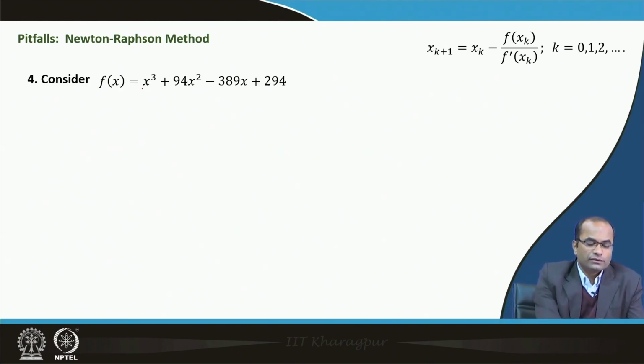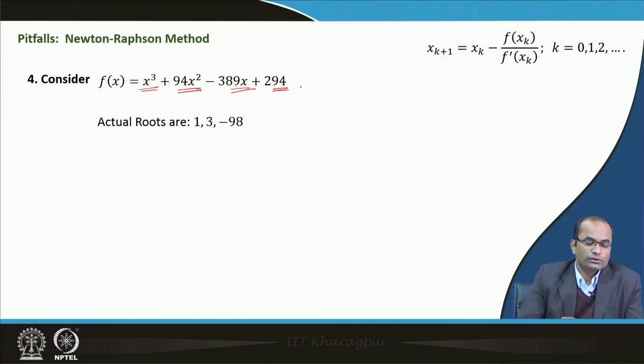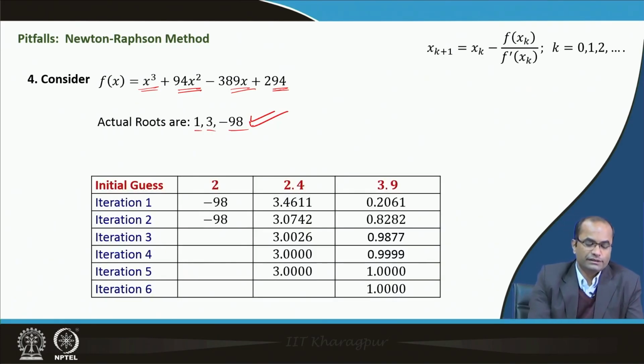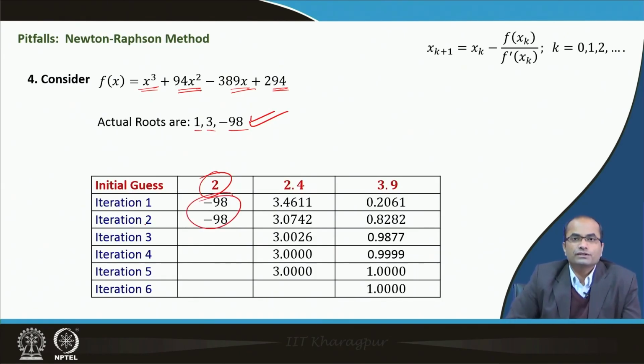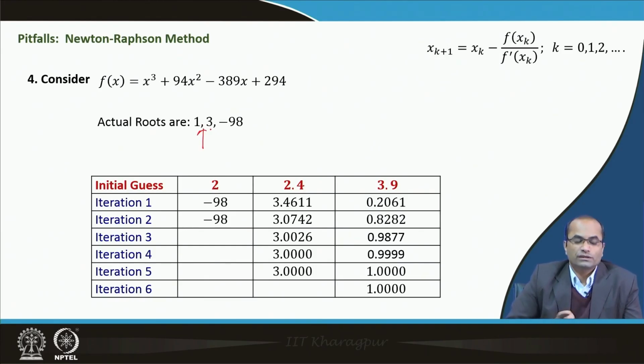Another example: we have x cube plus 94 x square minus 389 x plus 294. In this case also our roots are 1, 3 and minus 98. If you see the behavior, if we take the initial guess 2 here, immediately after the first iteration, it is going to minus 98. So, it is going to some root, but that is minus 98, and we can never expect that, by taking a guess which is close to 1 and also close to 3, it would go somewhere else, which is minus 98.